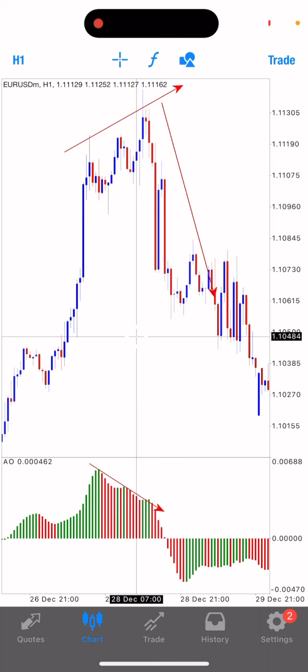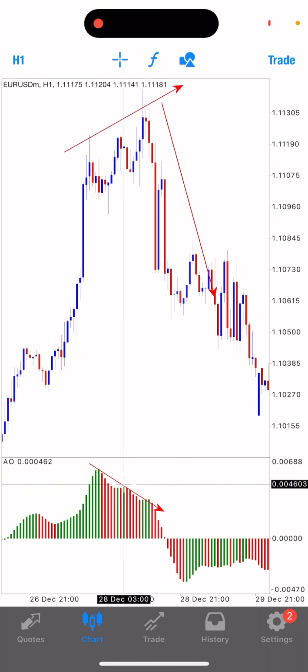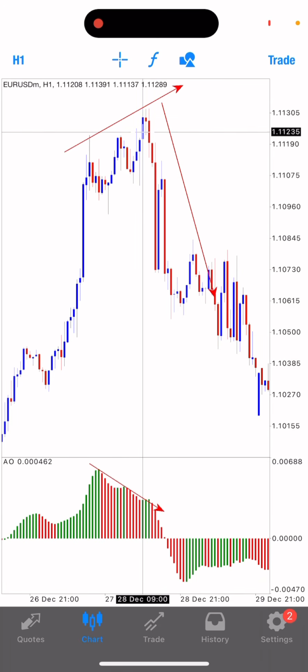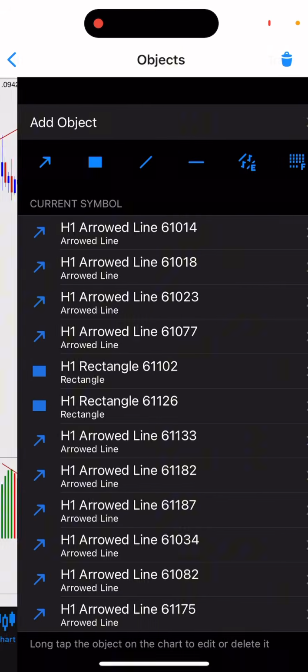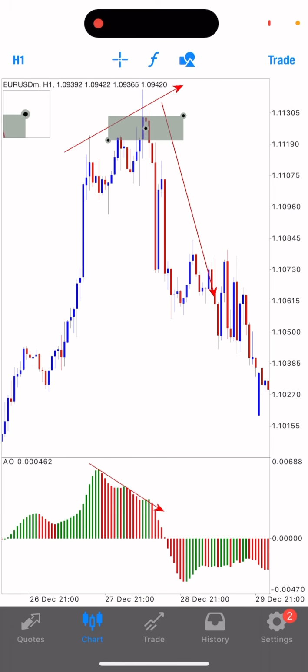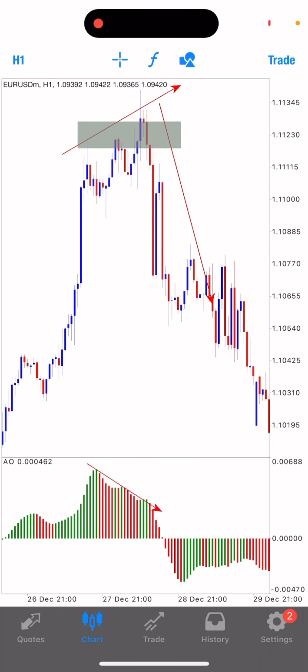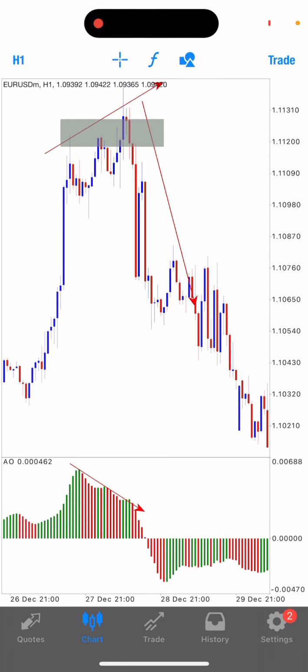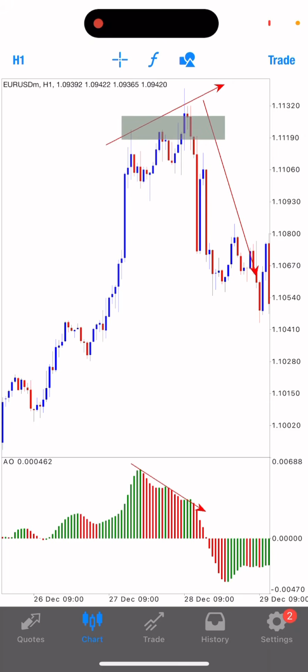Okay, so after this loss of momentum here, the market went back to this resistance again, so you can decide to enter your sell trade at this resistance area here. Okay, and then you see what happened to the market, it just dropped. Okay, so that is how we use the awesome oscillator divergence.